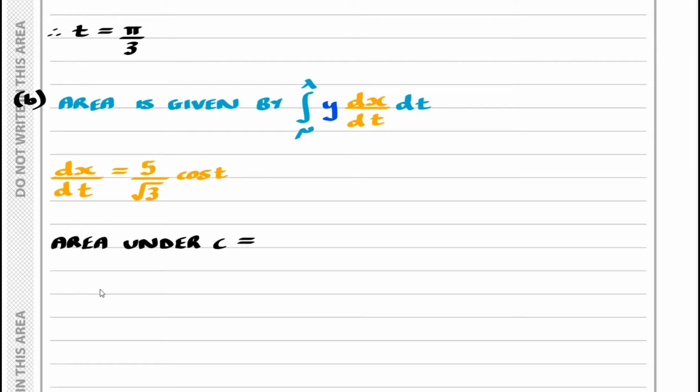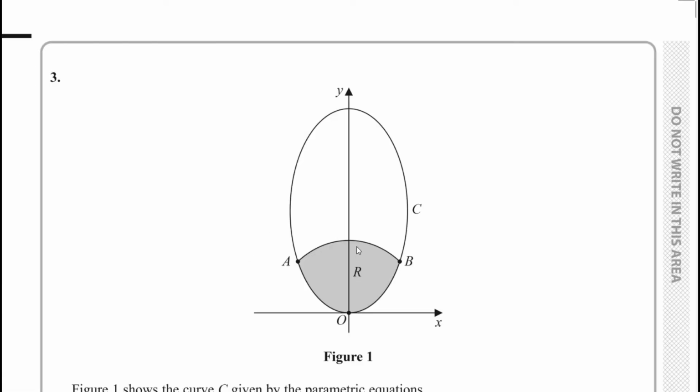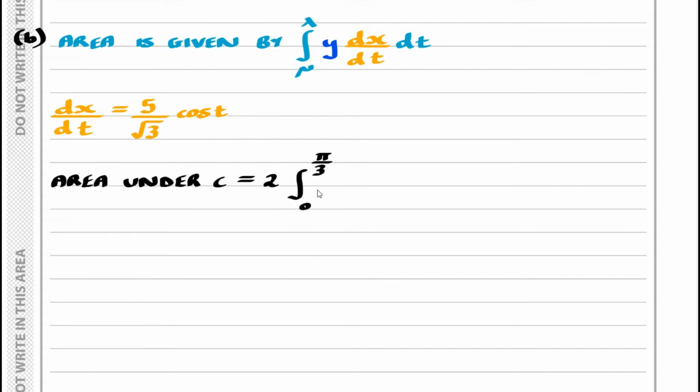And so, for our area under C, the way we can think about this is to think about this portion on the first quadrant and then doubling it because of symmetry. So we have 2 multiplied by the integral from 0 to pi over 3 of 5 multiplied by 1 minus cos t multiplied by 5 over root 3 cos t dt. So let's try to simplify this and work this out.